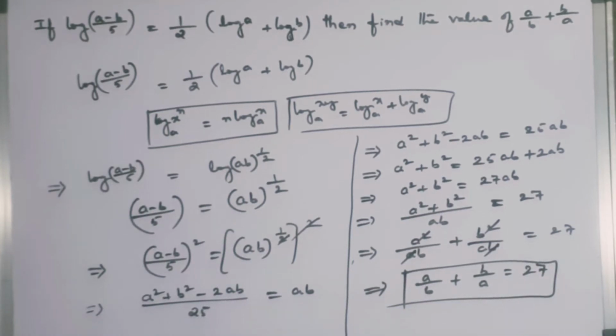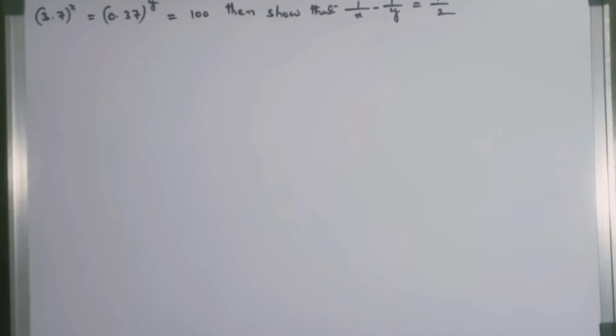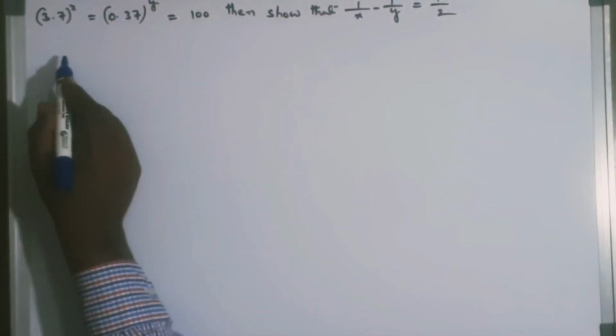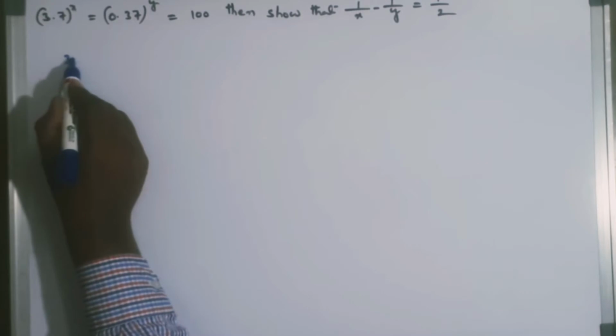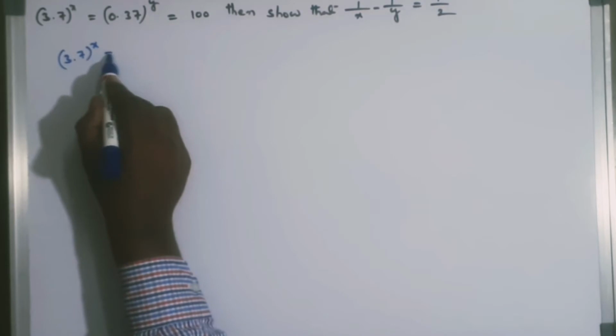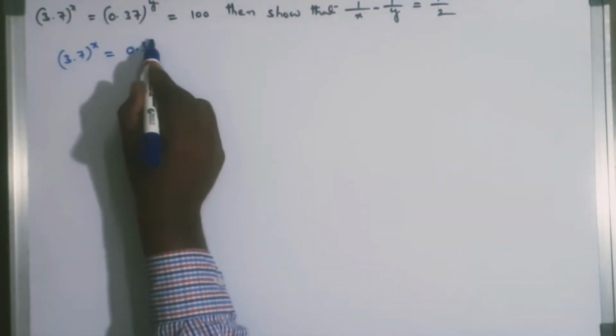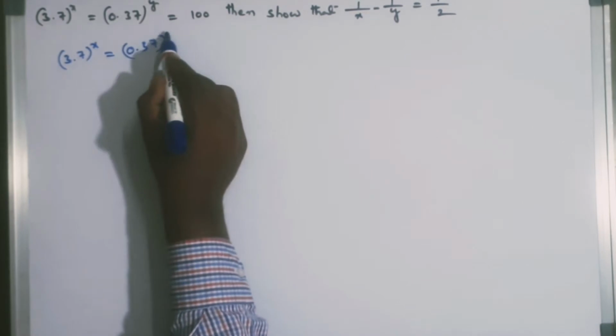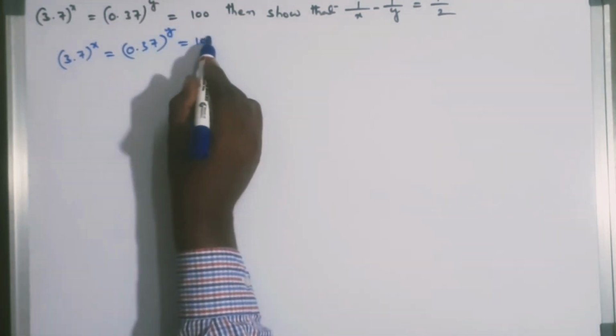Next question: (3.7) whole to the power of x equals (0.37) whole to the power of y, which equals 100. Then show that 1 by x minus 1 by y equals 1 by 2. In fact, this is a very easy question. What is the question? 3.7 whole to the power of x is equal to 0.37 whole to the power of y, which is equal to 100.